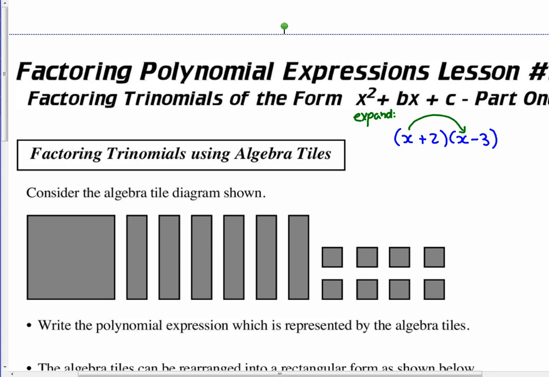X times x, x squared. So then we take the x and we multiply it by negative 3. Negative 3x. Then what do we do? 2x. 2 times the x is 2x. And then 2 times negative 3 is minus 6. Then what do we do?